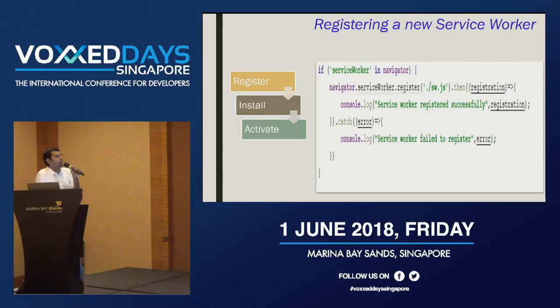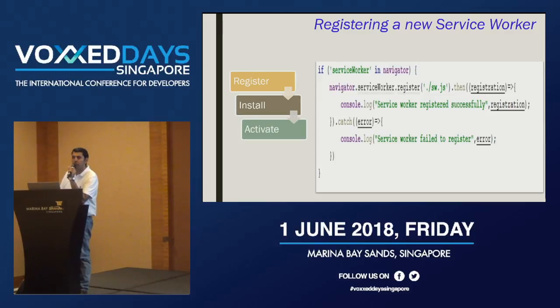If it is supported, then you need to register it. What you see here in this statement is, we are saying for the navigator, register the service worker which is available at this given path. And it's a promise, once it gets resolved, we are putting in a message, the service worker is registered successfully.